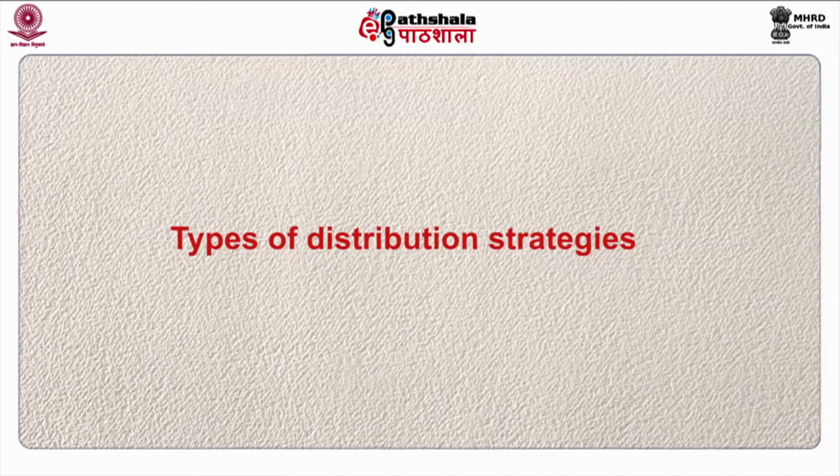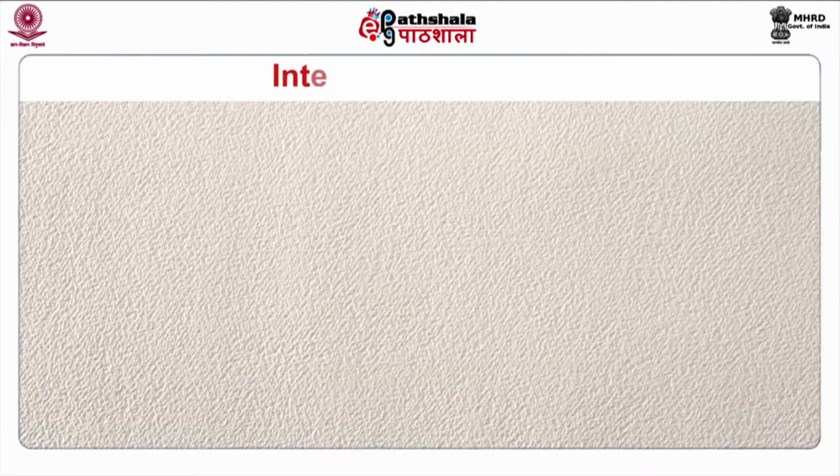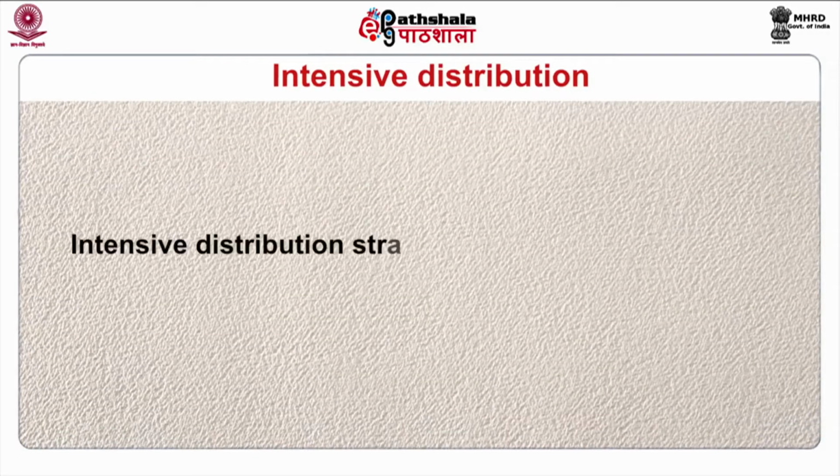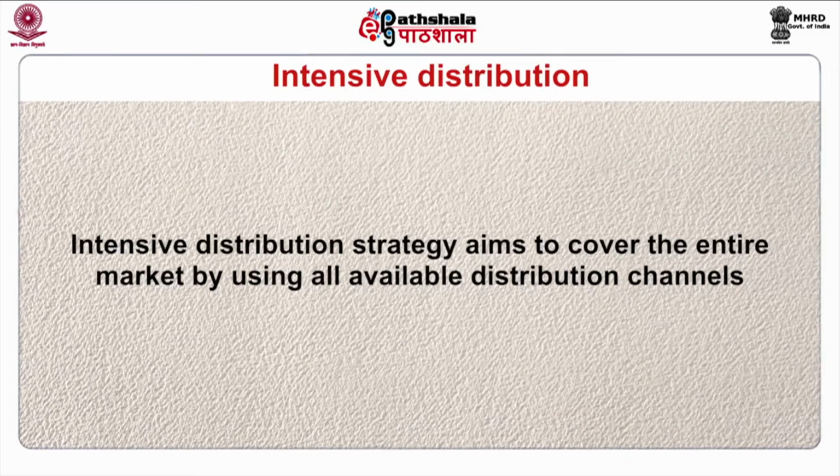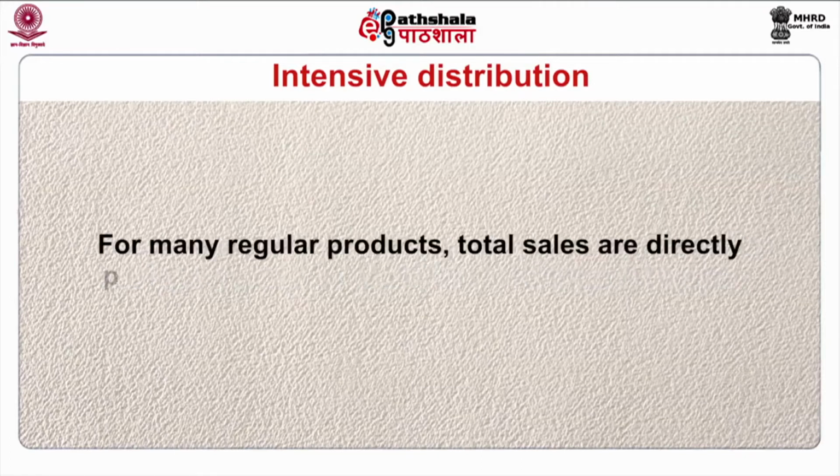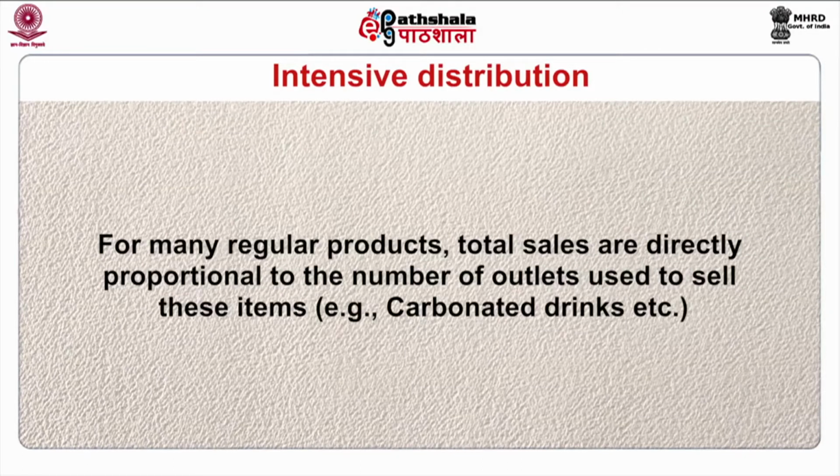2. Types of distribution strategies. Before discussing various place decisions, let us try and understand types of distribution strategies. There are 3 major types of strategies that include intensive distribution. Intensive distribution strategy aims to cover the entire market by using all available distribution channels. For many regular products, total sales are directly proportional to the number of outlets used to sell these items. For example, carbonated drinks, etc.